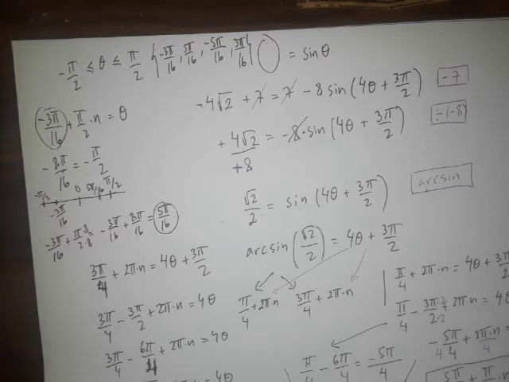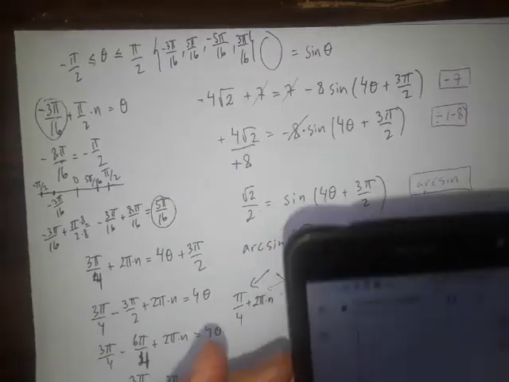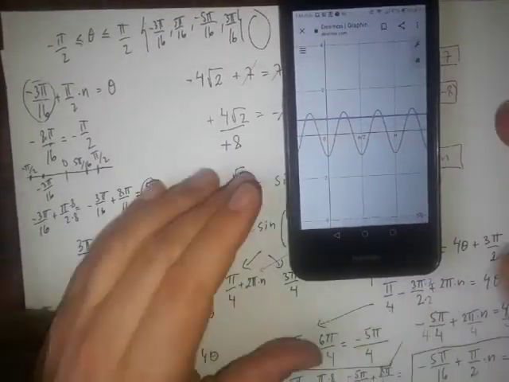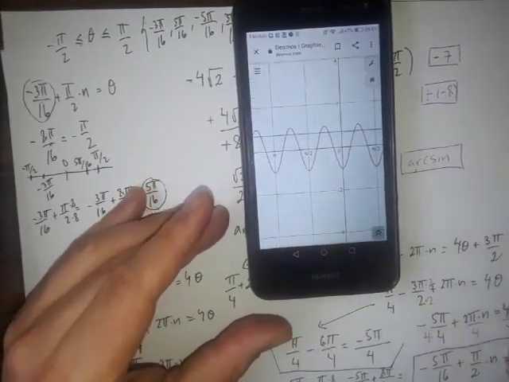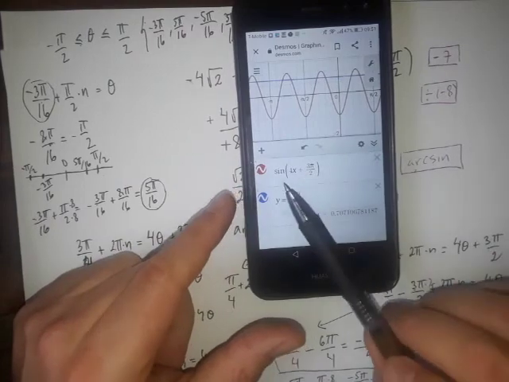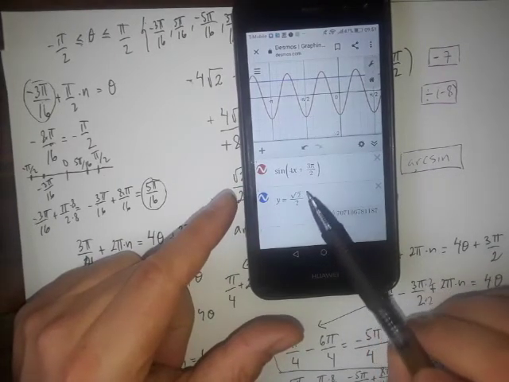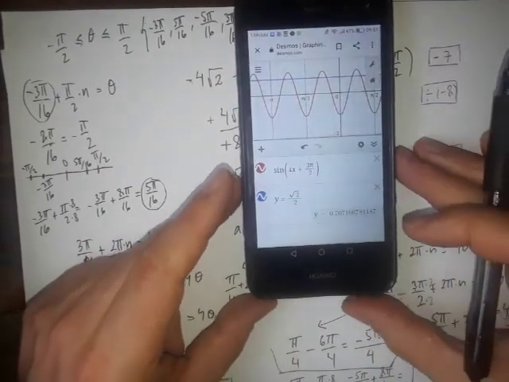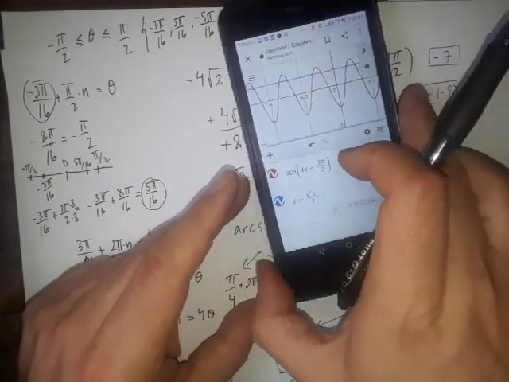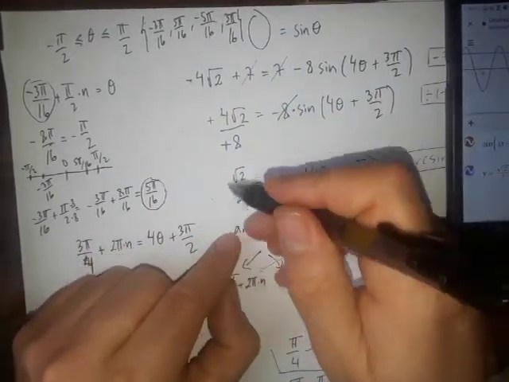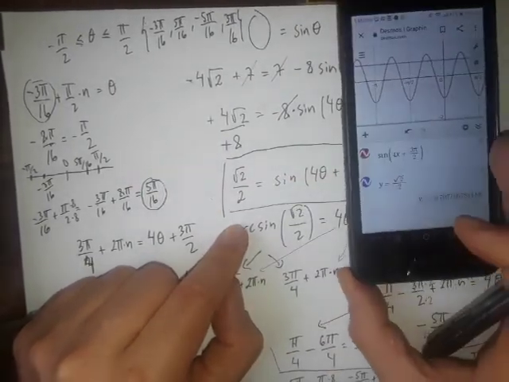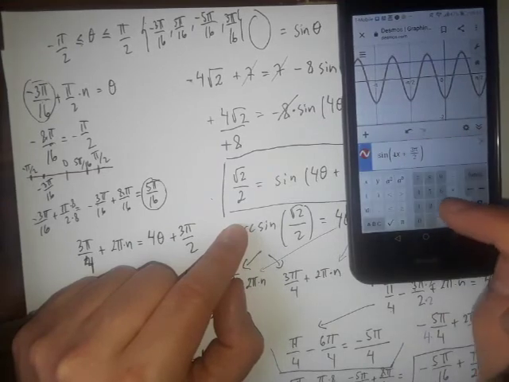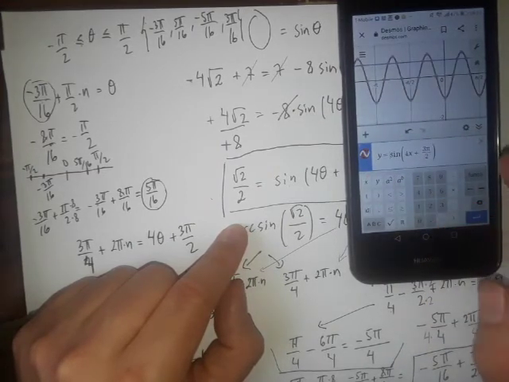I would like to check my answers using Desmos. So let's see if I'm right. So here I have Desmos, which you can use to check. What I have in here is sine of 4x plus 3 pi over 2, which was one side of the equation, and then square root of 2 over 2. Actually, this is what I have in here, right? I could also write here y, because I think it will make it less confusing.